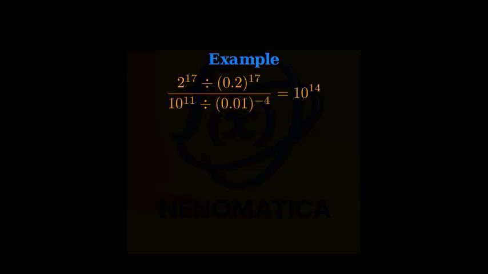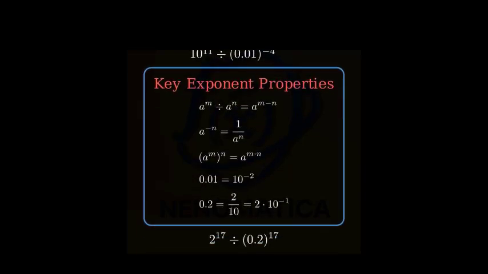Let's look at our example. We need to verify the following equality: 2 to the power of 17 divided by 0.2 to the power of 17, divided by 10 to the power of 11 divided by 0.01 to the power of negative 4, equals 10 to the power of 14. First, 2 to the power of 17 divided by 0.2 to the power of 17.